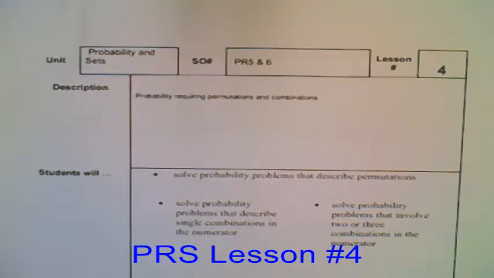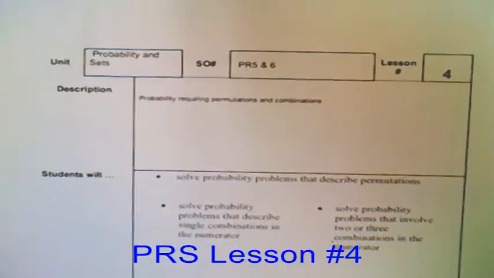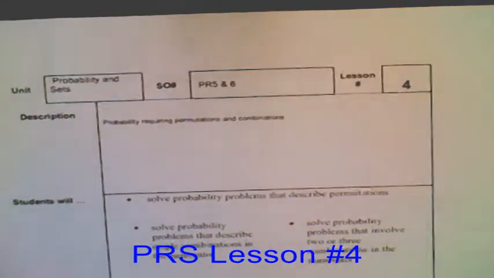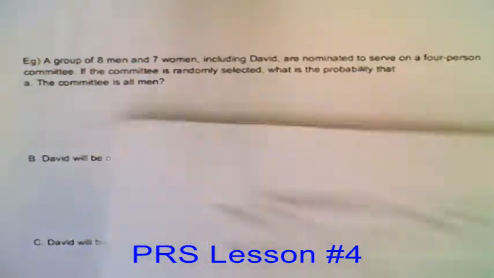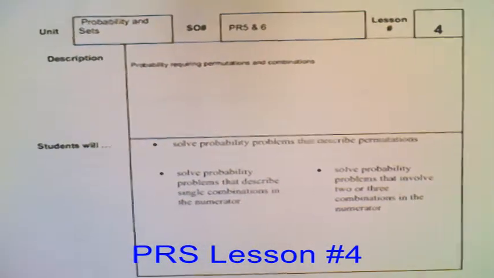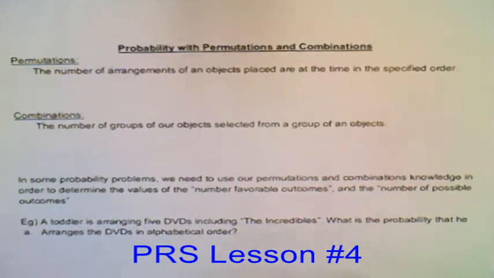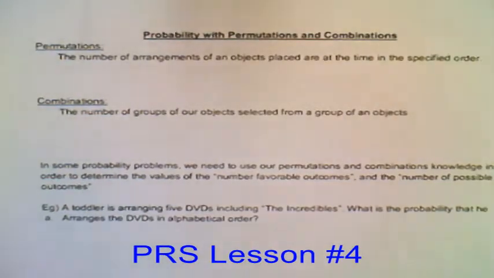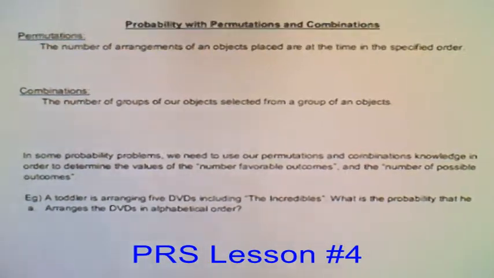Now this one is actually harkening back to Perms and Coms. Once you understand probability, that's favorable over possible, which is kind of what we were talking about yesterday. Once you get that, Perms and Coms just makes it harder to figure out the favorable or the possible, but it's still the same idea. So if I look at this one, probability with Perms and Coms.